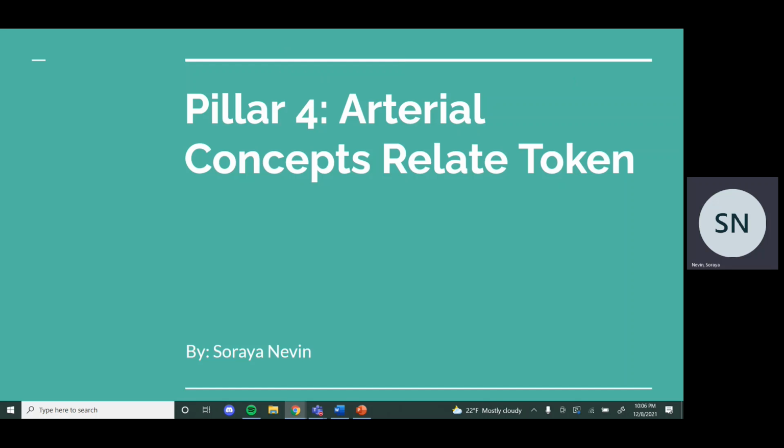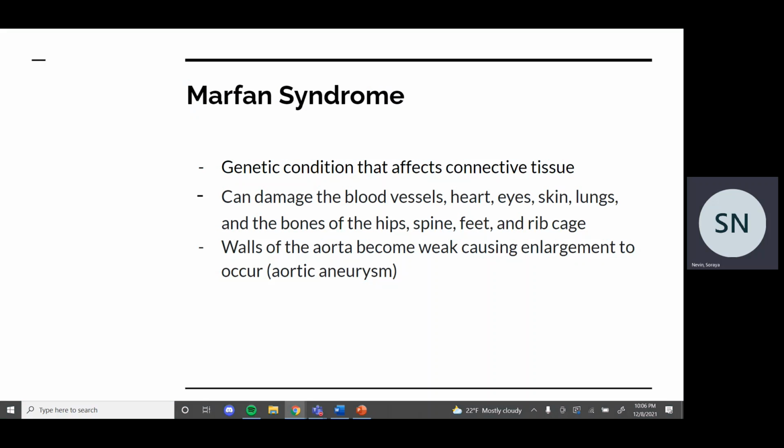Hello everyone, this is my pillar for Arterial Concepts Relate token and prove. So I'll be talking about how Marfan syndrome relates to the concepts that we've discussed in class about the arterial system and more specifically about aortic aneurysms.